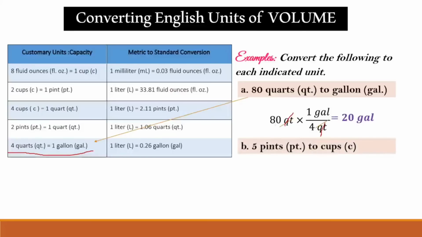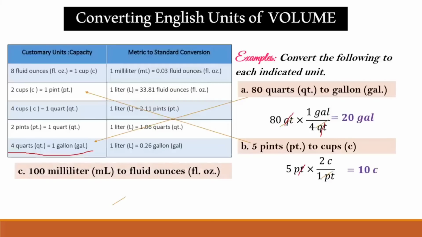For example B, we have to convert 5 pints to cups. So in our table, we can use the conversion 2 cups is equal to 1 pint. And we write 5 pints times our unit fraction, 2 cups over 1 pint. And then we can cancel pint to pint, and then multiply 5 times 2 divided by 1. The result is 10 cups.